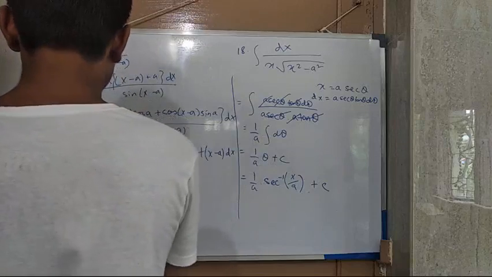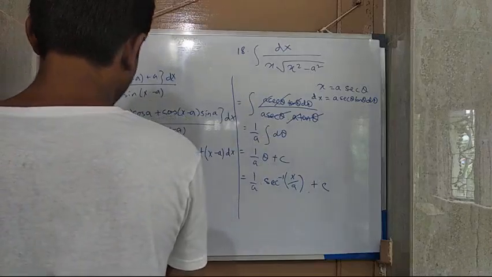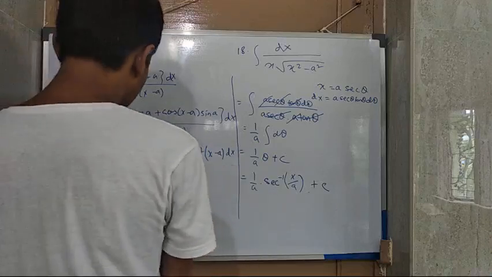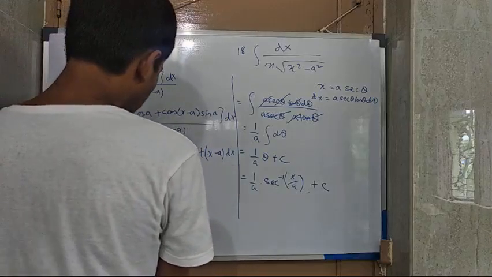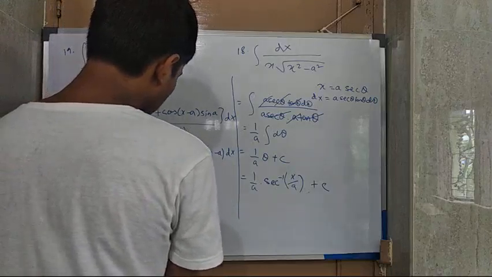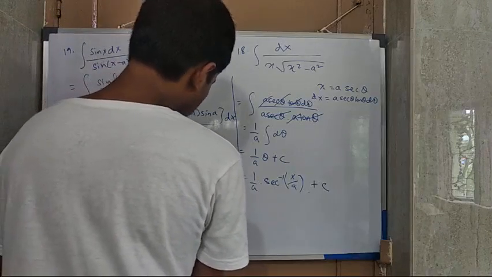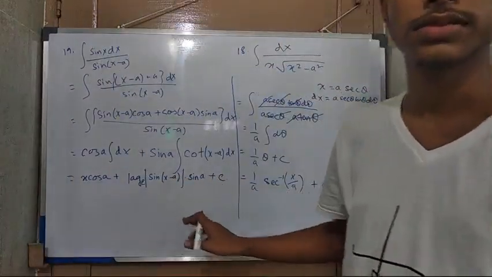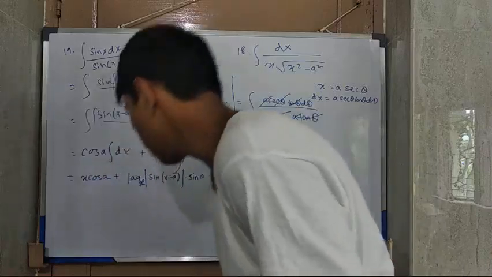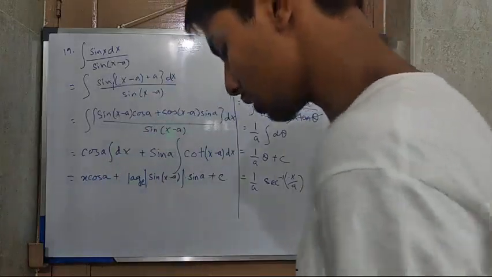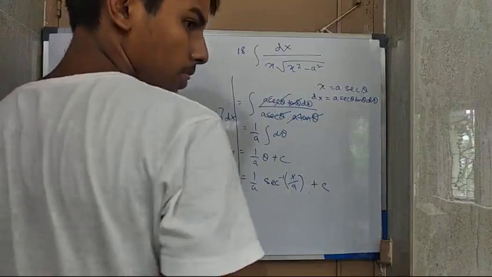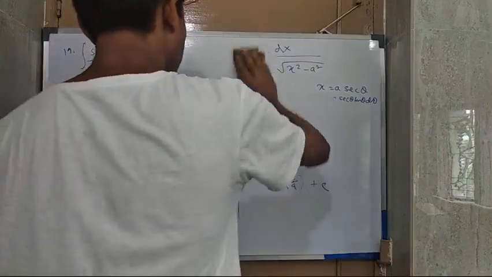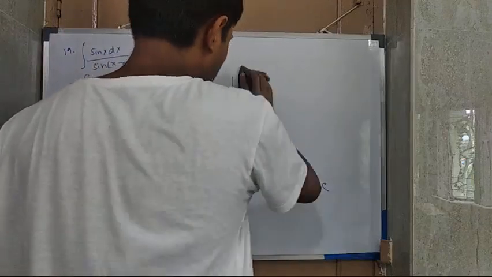So for this portion, this is x cos a, and this is actually log of sin of (x minus a). So this becomes log of sin of (x minus a) times sin a plus c. So this is the 19th question. Now let's proceed to the 20th question.